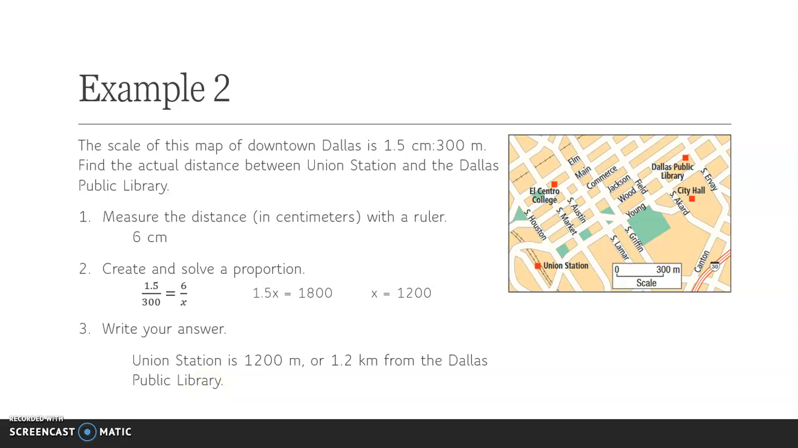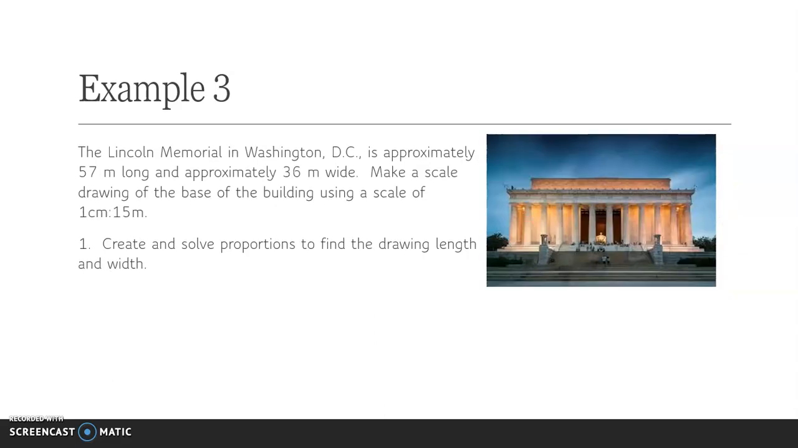Let's do another example using scales. So example 3 is asking us to make a scale drawing for the Lincoln Memorial. It says the Lincoln Memorial in Washington, D.C. is approximately 57 meters long and approximately 36 meters wide. Make a scale drawing of the base of the building using a scale of 1 centimeter to 15 meters. So the first thing we're going to do is create proportions to find the drawing length and width. You need 2 proportions. So we're going to start off with that.